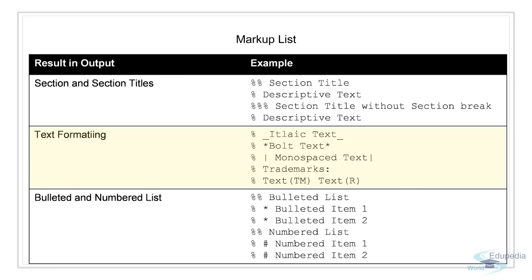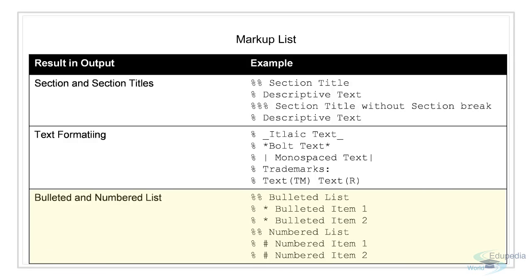Next we have text formatting. Text formatting is basically bolding the text, italicizing the text, monospacing the text, and putting trademarks in our text. So basic text formats are supported by MATLAB. Italic text is done by writing the text between two underscores. We bold our text by writing it between two asterisks, and we monospace our text by writing it between two vertical lines. Trademarks are written with the text followed by parentheses, and inside we write TM. Similarly, for a registered trademark, we write the text followed by parentheses and R.